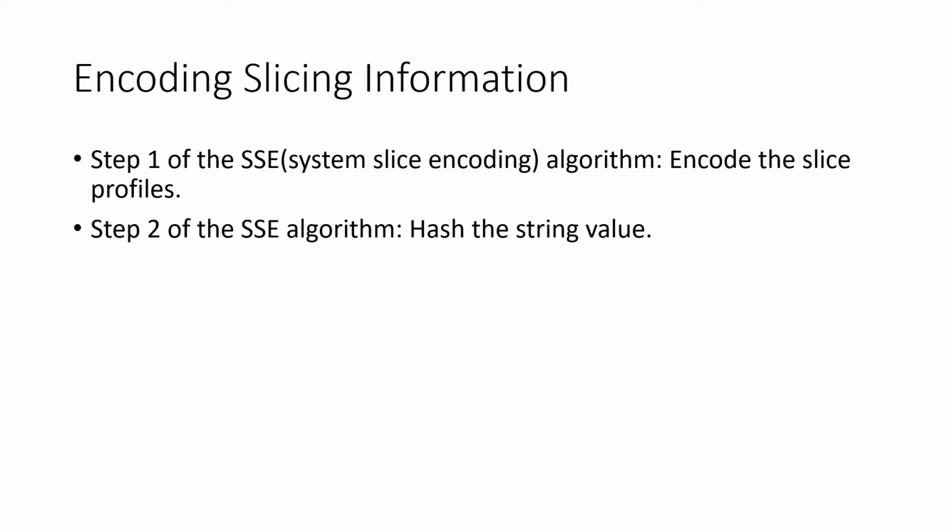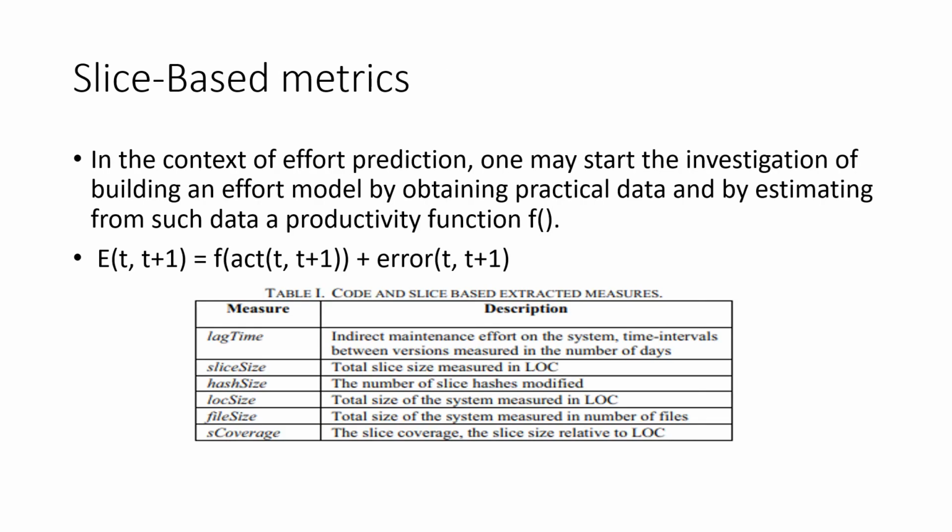To compute the behavioral change information across the entire history of a system, we check out each pair of consecutive versions of the system from its previous repositories. Coming to slice-based metrics, in the context of effort prediction, one can start the investigation of building an effort model by obtaining the empirical data and estimating from such data a productivity function F.